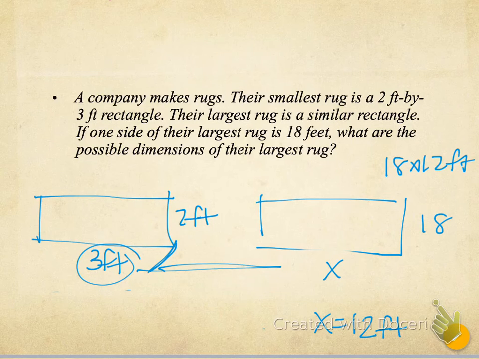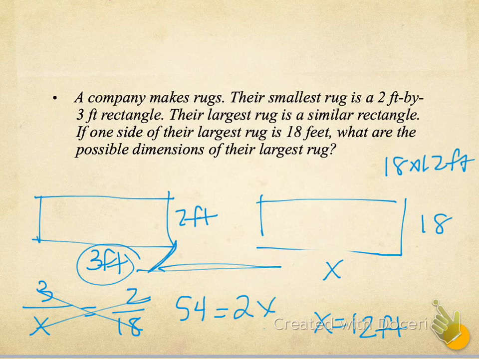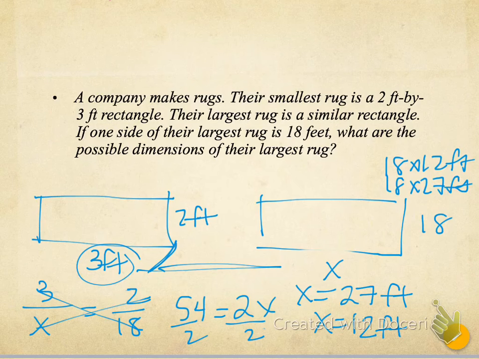So now my next one, if I do 3 over x's comparison to it and 2 over 18, we'll have 18 times 3, 54, drop our equal sign, 2 times x, divide by 2. So now x is equal to 27 feet. So this situation would be 18 by 27 feet. Okay, but it doesn't say what side has the 18 feet. So those are your two possible dimensions that you could have for that rug.